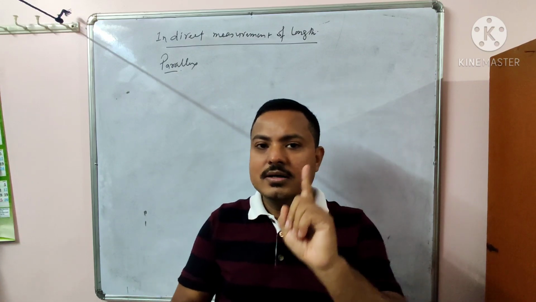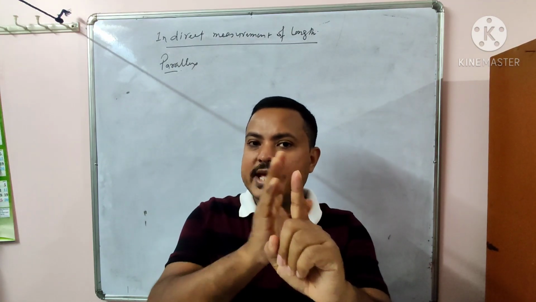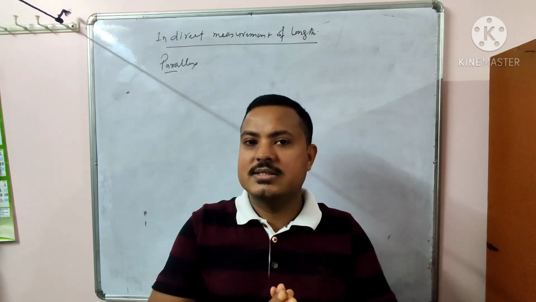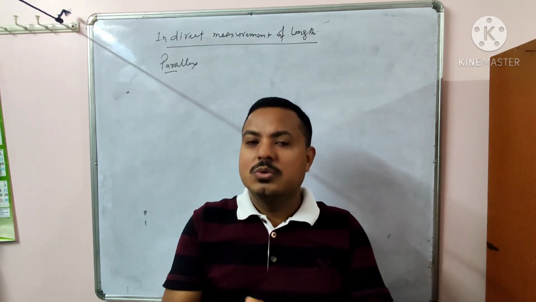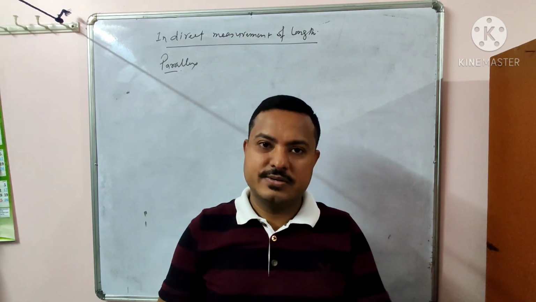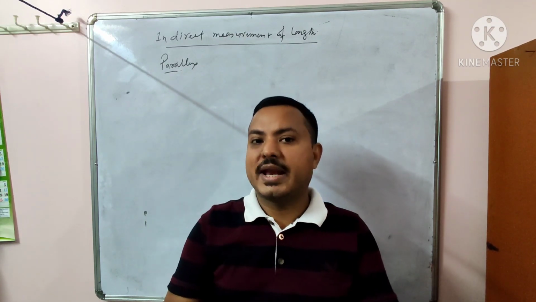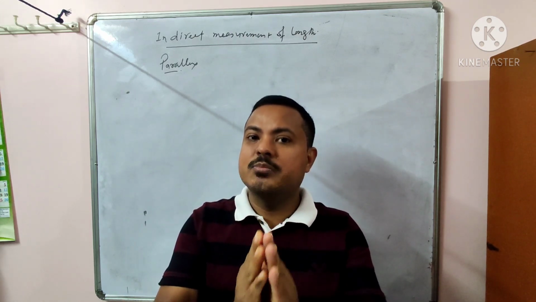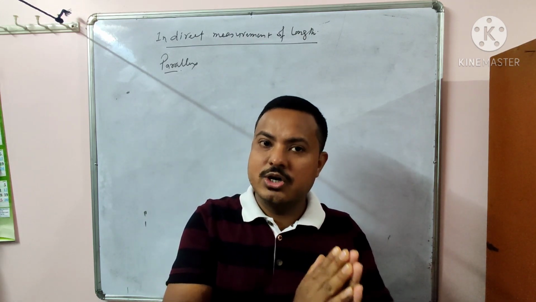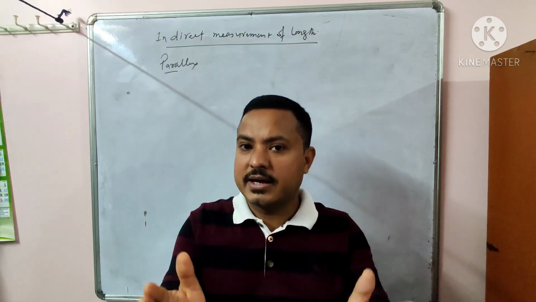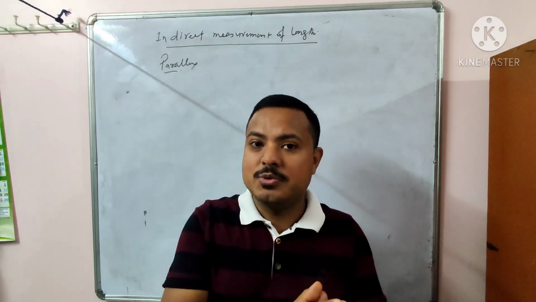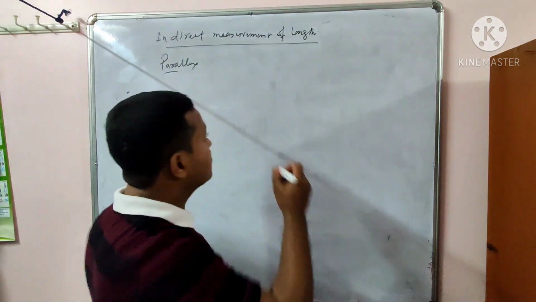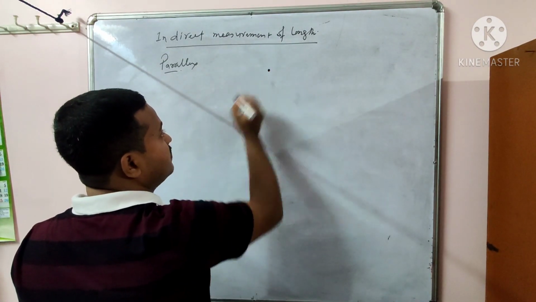So what is parallax? Basically, the relative change in the position of a stationary object with respect to the background with the shift of eye position. Okay, that is called what? Parallax. I repeat, the relative change in the position of a stationary object with respect to the background with the shift of eye position is called parallax. Now here, suppose this is the stationary object.